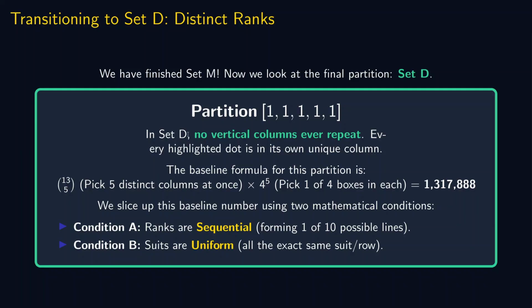The starting point for everything in set D is what we can call the baseline formula. We choose 5 distinct columns from the 13 available. That is, 13 choose 5. 13 choose 5 equals 1,287.